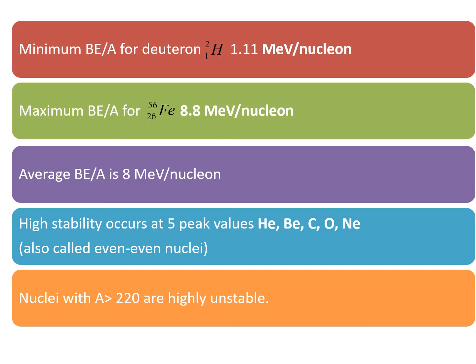Here I have written some important points that we discussed. The minimum binding energy per nucleon is for deuteron, that is 1.1 MeV per nucleon. Then we have the maximum binding energy per nucleon for iron, that is 8.8 MeV per nucleon. Then the average binding energy is 8 MeV per nucleon. High stability occurs at 5 peak values, and they correspond to helium, beryllium, carbon, oxygen and neon. These are also called the even nuclei, or the magic number nuclei. And nuclei with mass number greater than 220 are highly unstable.